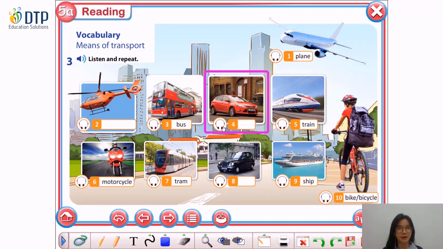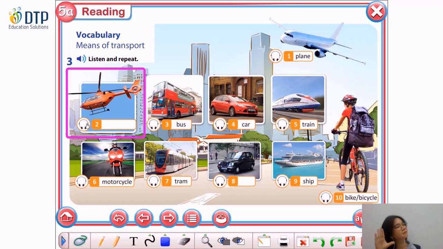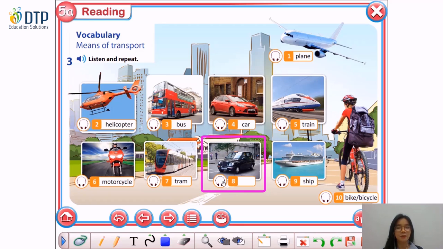Picture 4. What means of transport is that? Car, very good. How about picture 2? Can you tell me the answer? Helicopter, that's right. And the last one. What is the means of transport in the last picture? Let's check your answer. Taxi. Excellent. Wow, you've learned the vocabulary so well.